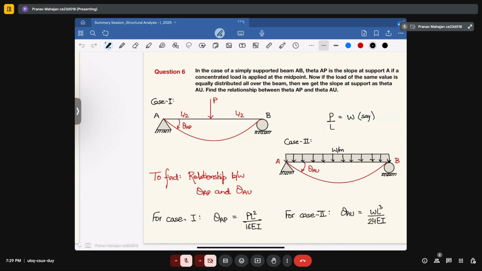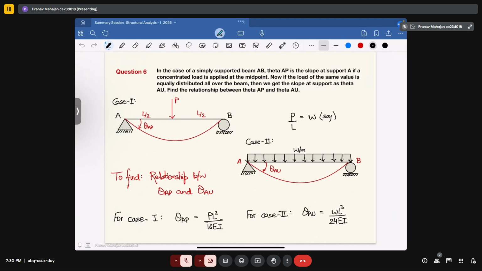Okay, so let's solve one problem related to that. In the question, it is given that in the case of a simply supported beam AB, theta AP is the slope at support A if a concentrated load is applied at the midpoint. Now, if the load of the same value is uniformly distributed all over the beam, we get the slope as theta AU. Now you are expected to calculate the relationship between theta AP and theta AU.